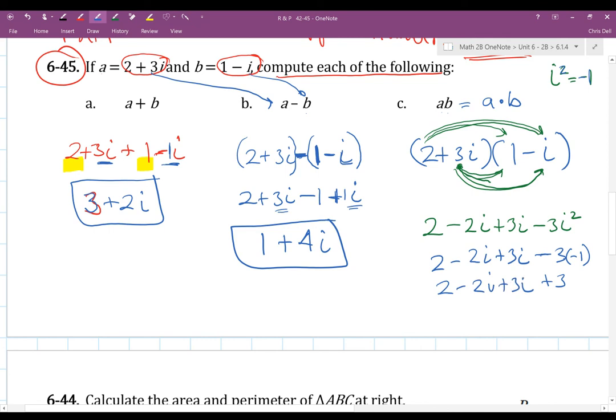Now I can combine like terms. My numbers combine, the 2 and the positive 3 become a 5, and then the negative 2i and positive 3i become positive 1i. So there is how I write my last one. All right, there you go.